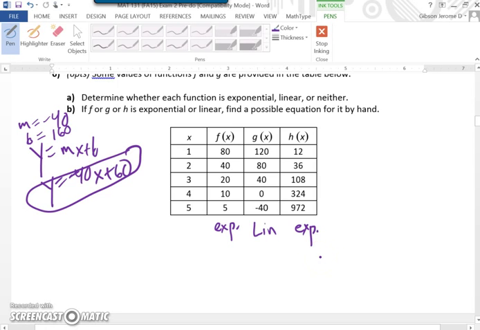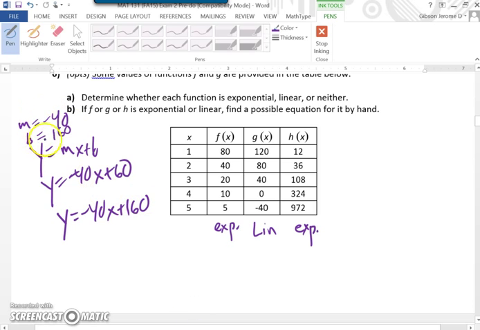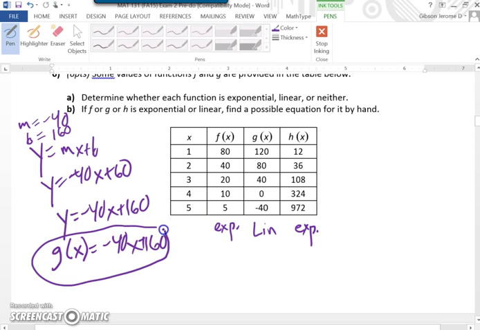Okay, class, picking up where we left off, I made a slight error here in this problem. It should have actually been negative 40x plus 160. So I'll write that here, because remember, our y-intercept was 160. Now, since we're dealing with f of x, g of x, and h of x, we will replace our y with g of x. So that took care of the linear equation.